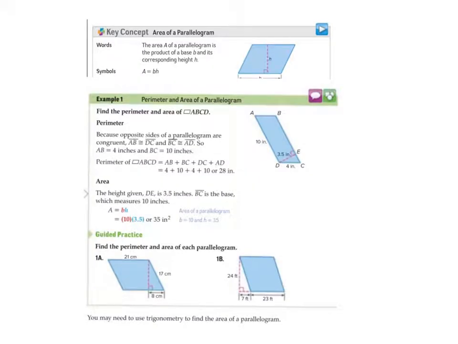So as you can see in example 1, they want you to find the perimeter and the area. So you've got two things to do. The perimeter is obviously the easy part, it's whatever the outside of the shape is. Make sure you've got the two sides and the two opposite sides, so you can add them together to make whatever it is, in this case 21 inches.